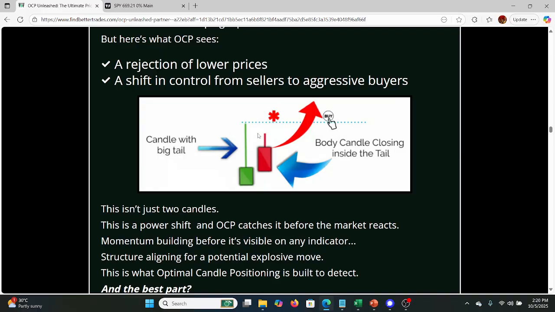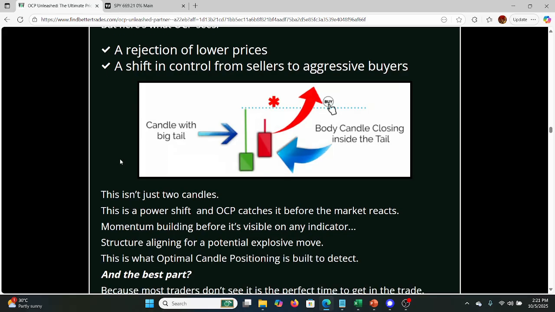So buyers have basically shifted in here. Sellers took control here, and then buyers took control on this candle, making it a shift from sellers to aggressive buyers. And that type of thing is very difficult to spot by yourself manually, and that's where the OCP indicator comes in. So it's not just two simple candles, it's a power shift between the sell side and the buy side. It's pretty interesting. It's momentum building, but it's a leading indicator, not a lagging one. This is happening in real time, which is really cool.